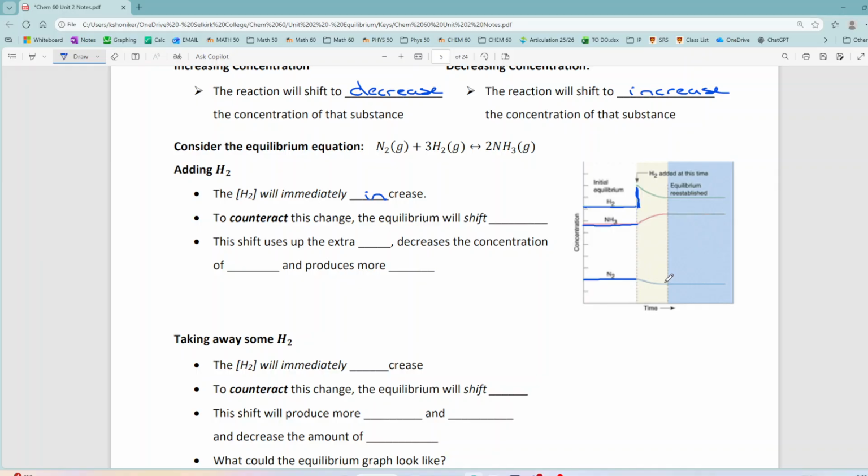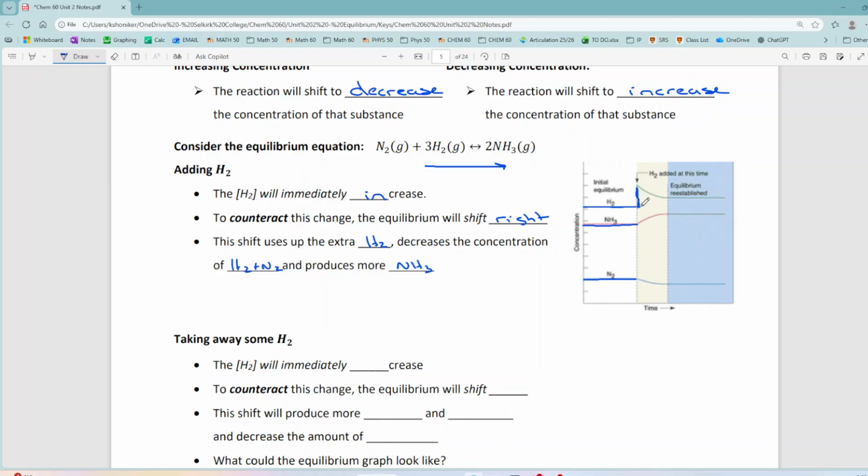Well, it's going to counteract this change. It's going to shift the equilibrium to use up that excess hydrogen. So since hydrogen is a reactant, I'm going to shift to the right. This shift will use up the extra hydrogen, decreasing the concentration of hydrogen and nitrogen, and producing more ammonia.